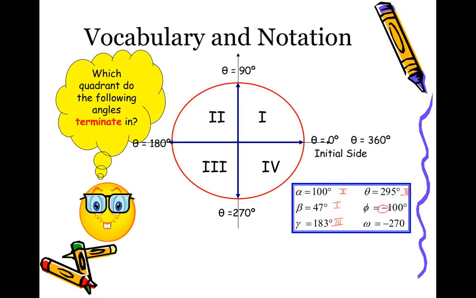Negative 100. That means I'm going to start here on my initial side, and I'm going to be going clockwise. This is going to be negative 90, and I'm going to go 10 more degrees, so I'm actually going to end up in quadrant 3. What about negative 270? I'm going to start here on my initial side, and I'm going to go clockwise, 90, 180, 270. So negative 270, I'm going to end up, it's not really in a quadrant. This is called a boundary angle.